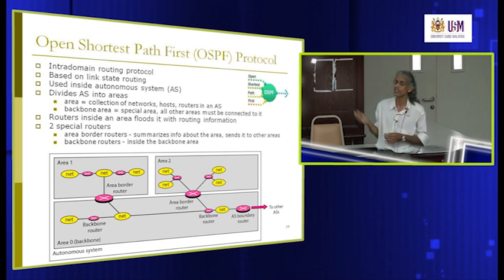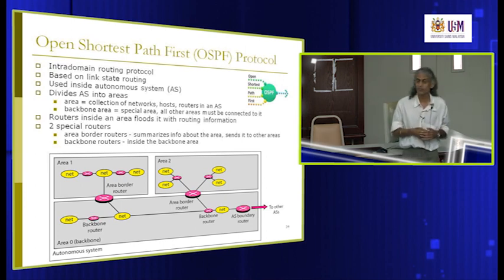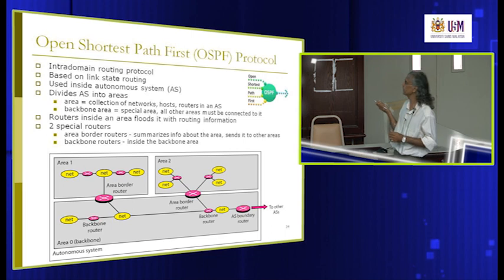So the same thing is done for OSPF. Each one of them, so routers inside an area flood it with routing information. Then we require special routers. We call them border routers. So border routers basically summarize all the information about the area and send it to other areas.